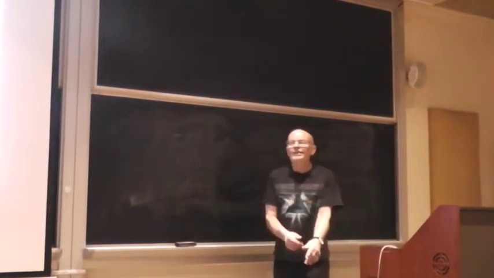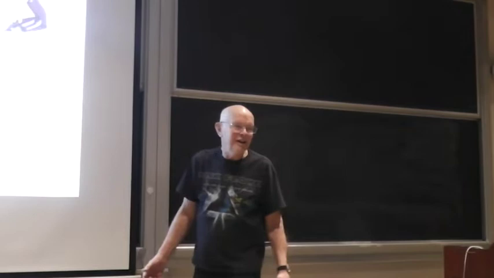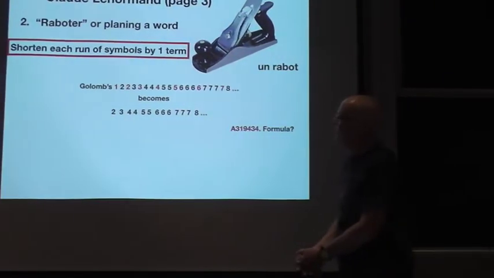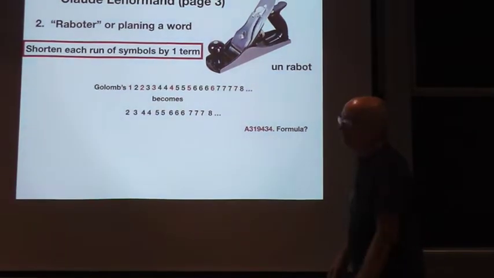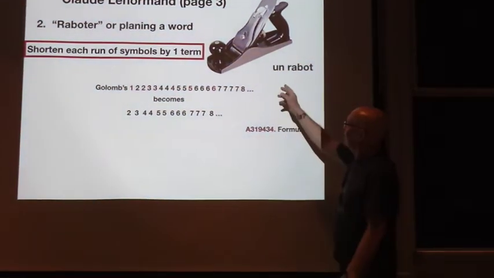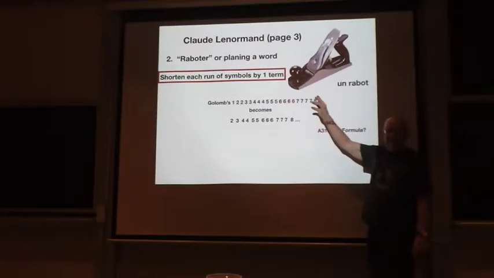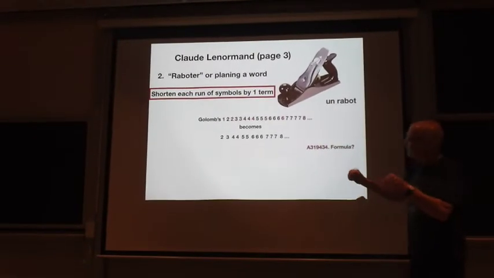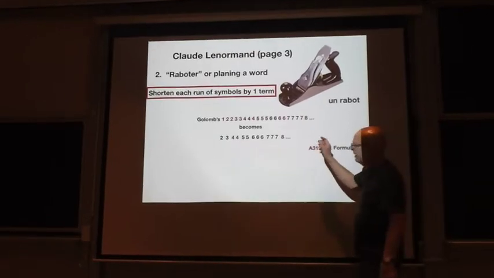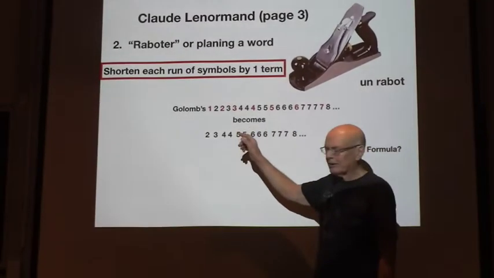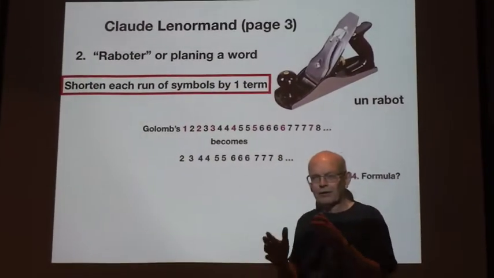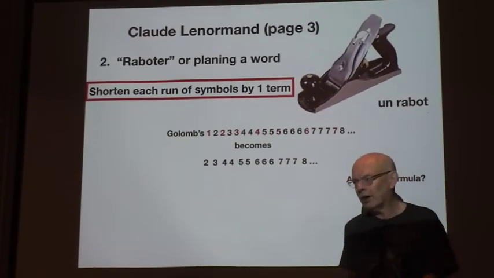But then he had, and that's old hat, but then he had another idea, which he called the raboter transform. A rabot is a plane in French. And the idea is, you apply this to a sequence, you look at the runs, and you shorten each run by one term.